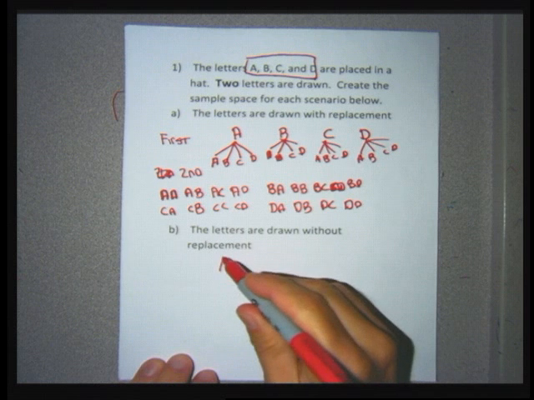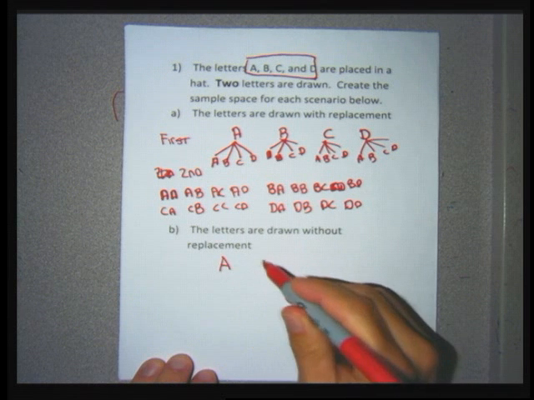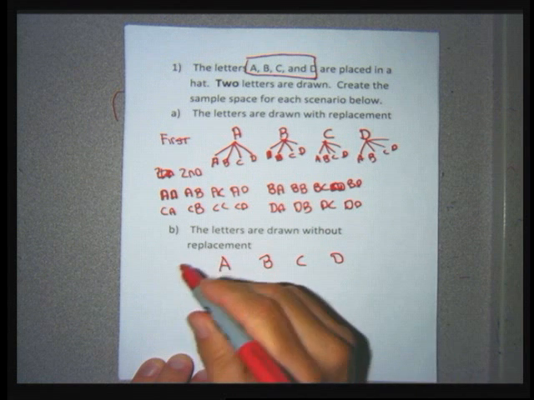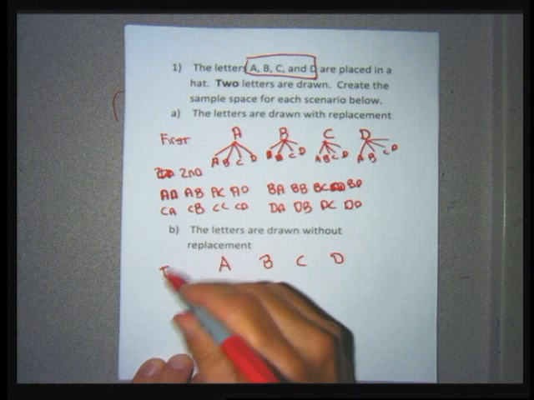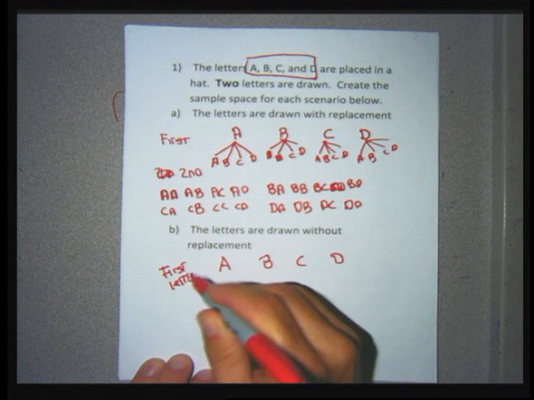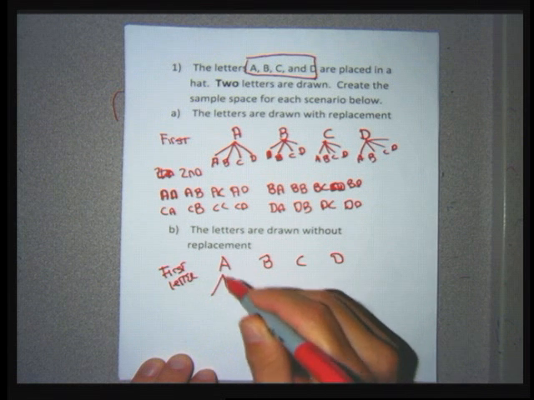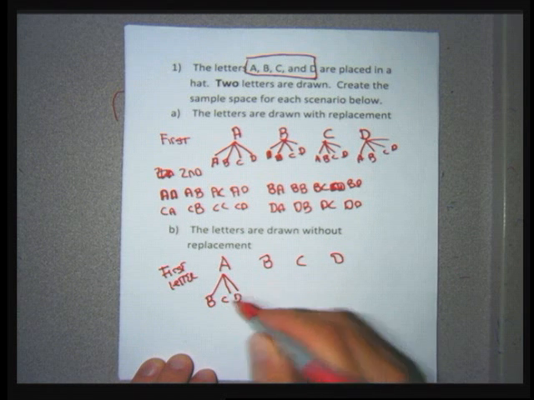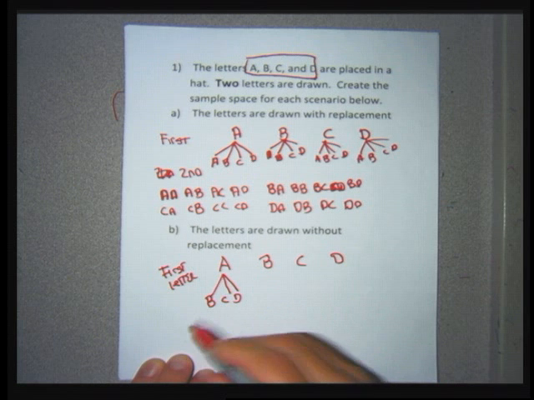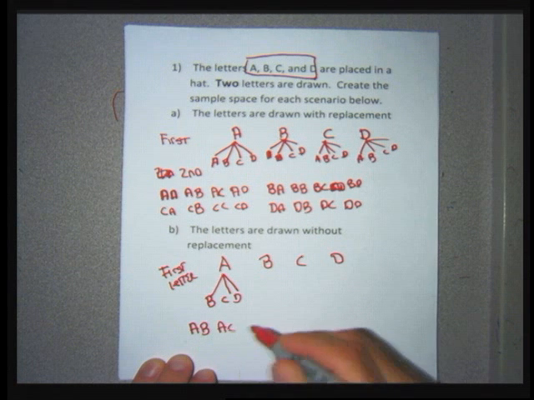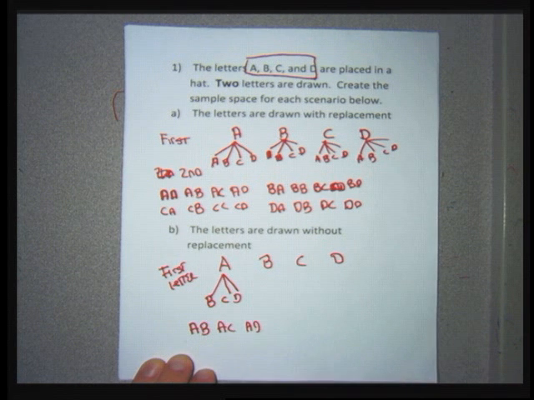So my first letter, I'm going to do my trees again. My first letter could be the letters A, B, C, or D. But I'm not going to get double letters here. So if the A was drawn first, my second letter can't be an A again because I'm not replacing. So the things that I could get with the A first are an AB, an AC, and an AD.